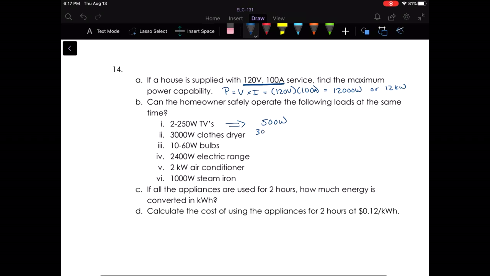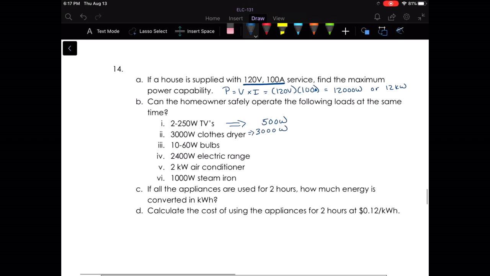And a 3,000 watt clothes dryer, and 10 60-watt bulbs is 10 times 60, or 600 watts. And we have a 2400 watt electric range. A 2 kilowatt air conditioner. Now 2 kilowatts is 2000 watts. You either need to have everything in kilowatts when you're adding, or you need to have everything in watts. So pick one and stick with it. And then we have a 1000-watt steam iron.